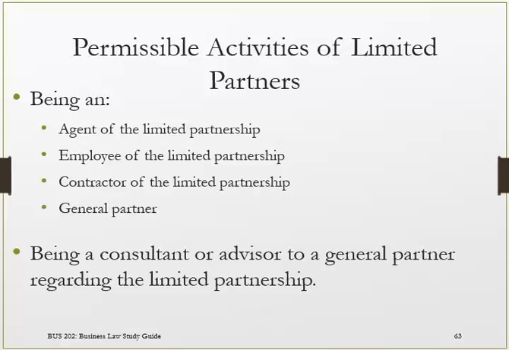However, you can have at least some element of management of a limited partnership and still be considered a limited partner. In other words, what can you do? You can be an agent of the limited partnership. If you're a limited partner and the general partners appoint you as an agent to do something for the company, that's okay. You can still be a limited partner. You can also be an employee. You can also be a contractor for the limited partnership. And of course, you can be a general partner, but then if you're a general partner, obviously you lose your limited liability.